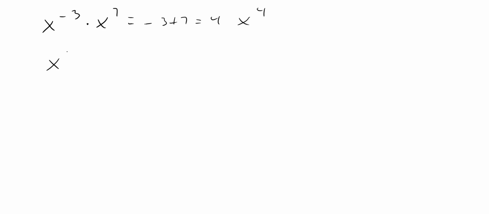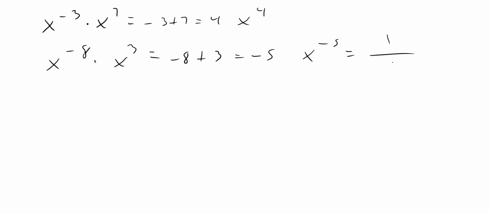Okay? X to the negative eighth times x to the third. You add the exponents together. Negative 8 plus 3 is negative 5. So that means it's x to the negative 5, but you don't leave it that way. It's 1 over x to the fifth. Okay? No negative exponents. Very important. Okay? All right.